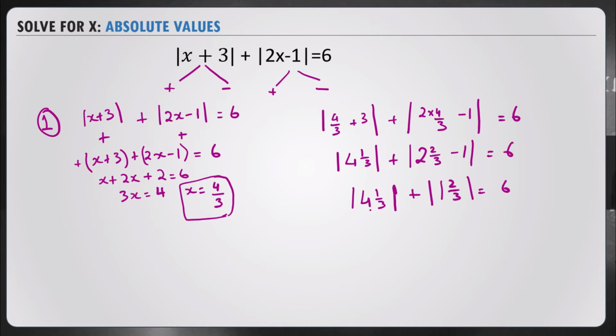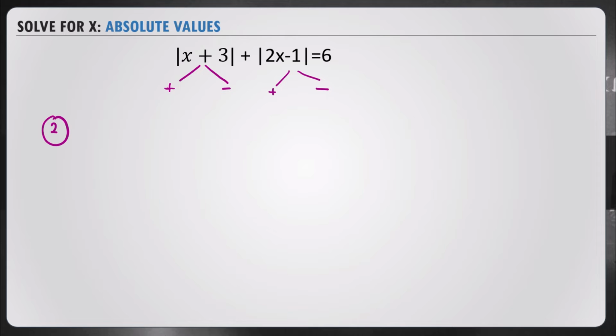Is that equal to 6? 4 plus 1 is 5, 1 third and 2 third gives me 1. Yes, this satisfies the problem, and 4 over 3 is a possible solution. This is just one of them. Let's move on to the second one.